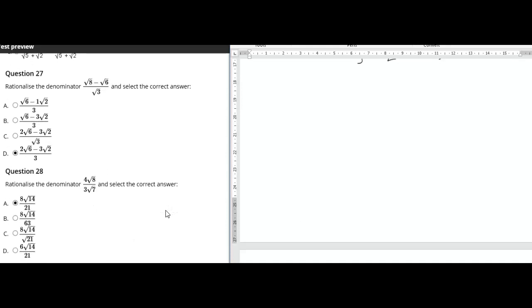Okay, so another rationalizing the denominator. So we've got root 8 minus root 6 over root 3. So here, just a single term, so we're multiplying by root 3 over root 3. On the denominator, root 3 times root 3 is just 3.